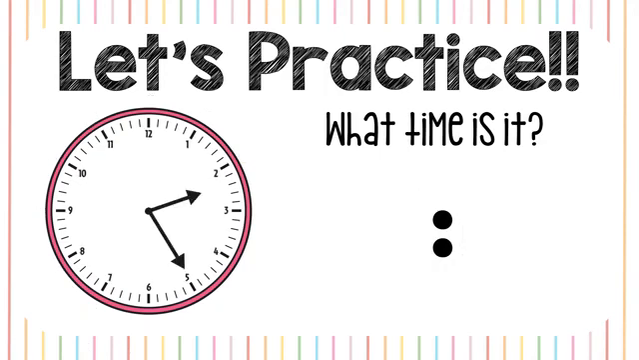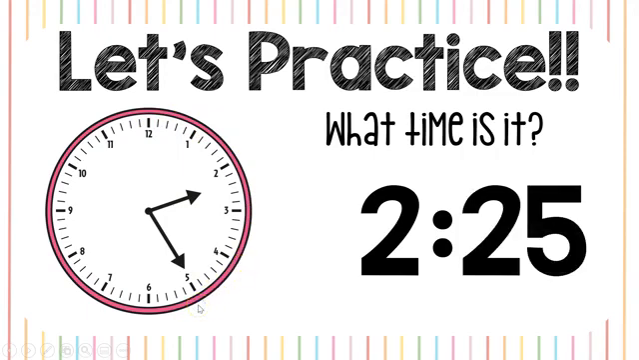Let's practice this one. What time is it? Pause the video and use your strategies to help you figure out what time it is. All right, kiddos, let's see. Our hour hand is right in between the 2 and the 3. And I know that when the hour hand is in between two numbers, I'm always going to look at the number behind. So it's going to be 2 o'clock. Next, I'm going to skip count by 5s to help me figure out my minutes. 0, 5, 10, 15, 20, and 25. It's 2:25.